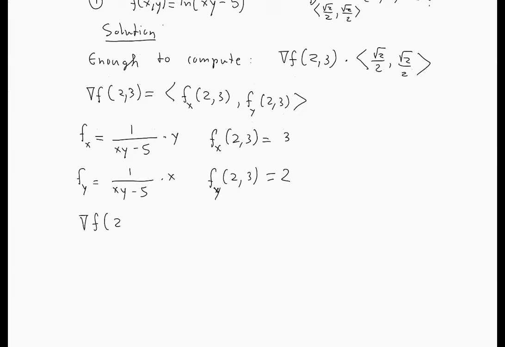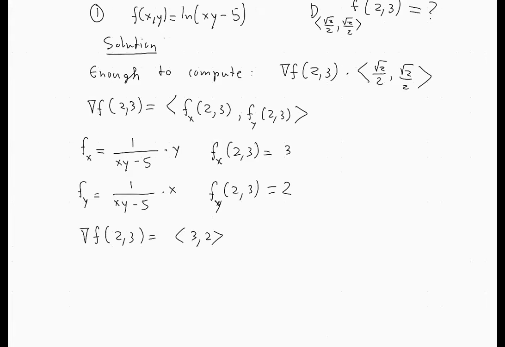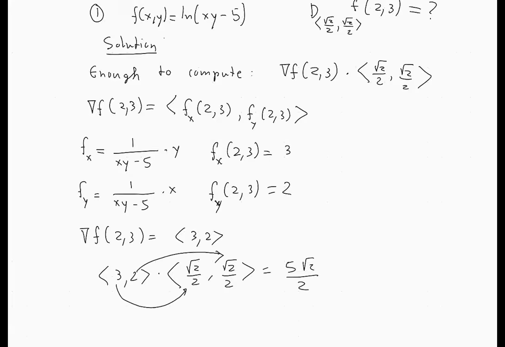And the directional derivative that we're looking for is the dot product of (3, 2) with (square root of 2 over 2, square root of 2 over 2). And this will be 5 square root of 2 over 2. When we multiply 3 times square root of 2 over 2 and 2 times square root of 2 over 2, that's 5 square root of 2 over 2. And that's it. Let's go to the second problem.